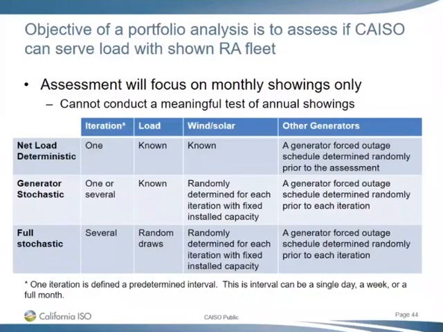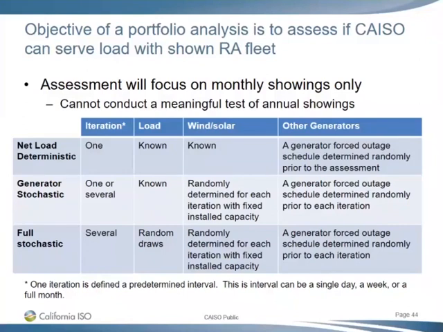That's what it looks like. So what are you doing with the wind and solar then? What is that called? In which one? So in each of those, you've got wind and solar. One is a known profile. One is randomly determined for each iteration with fixed installed capacity. That sounds to me like you're going to say that the output profile is different.